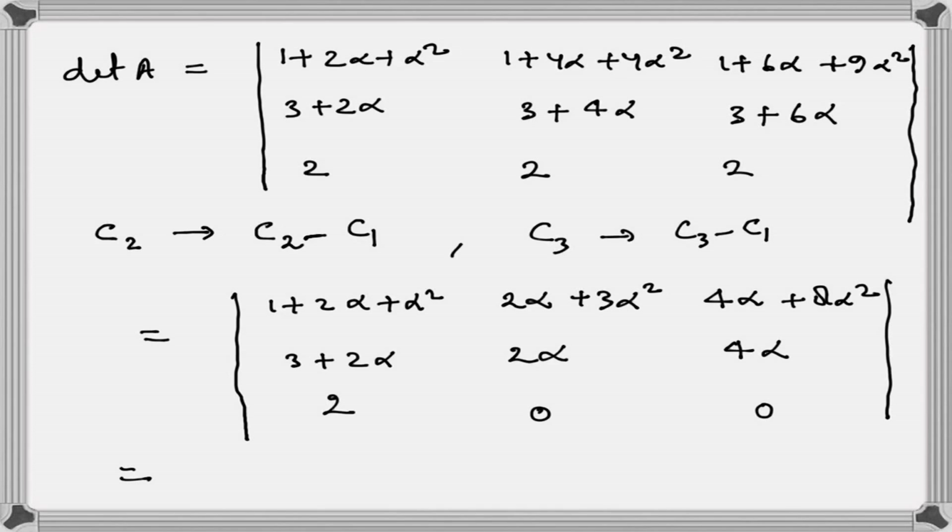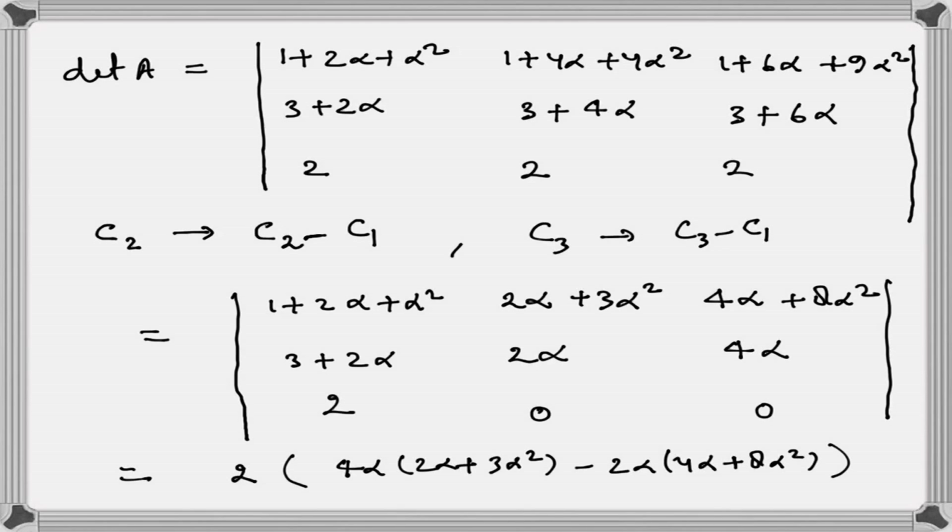Now we can just open the determinant across the third row. This is 2 times, 4 alpha into 2 alpha plus 3 alpha square minus 2 alpha into 4 alpha plus 8 alpha square, and this gives me 2 times 8 alpha square plus 16 alpha cube.